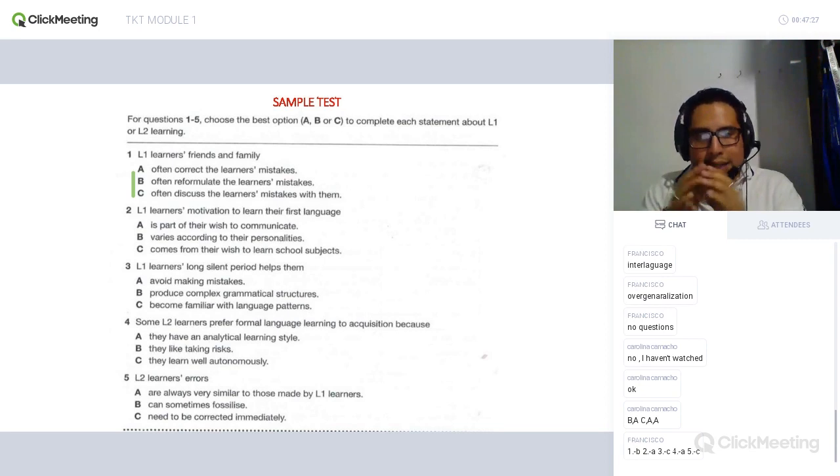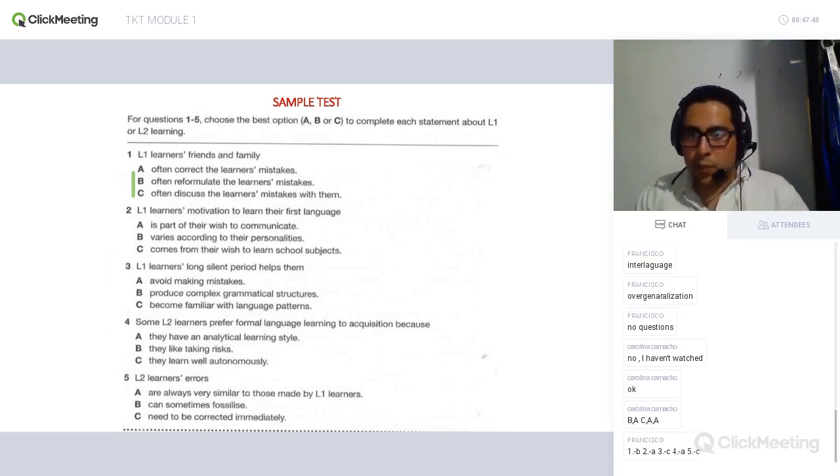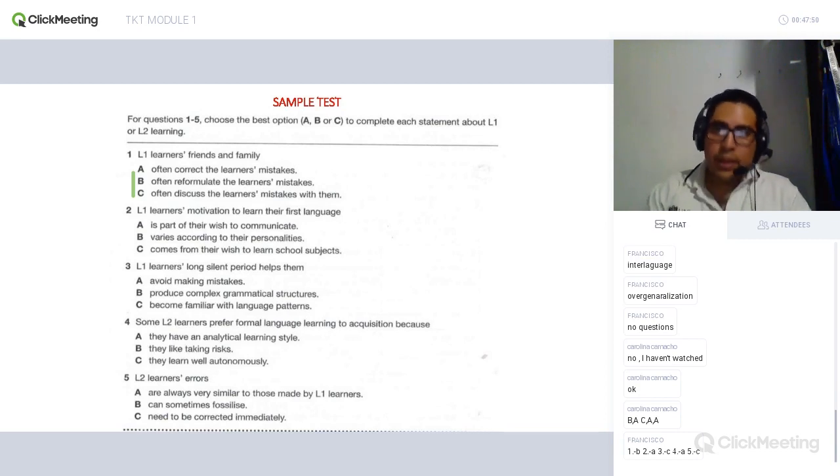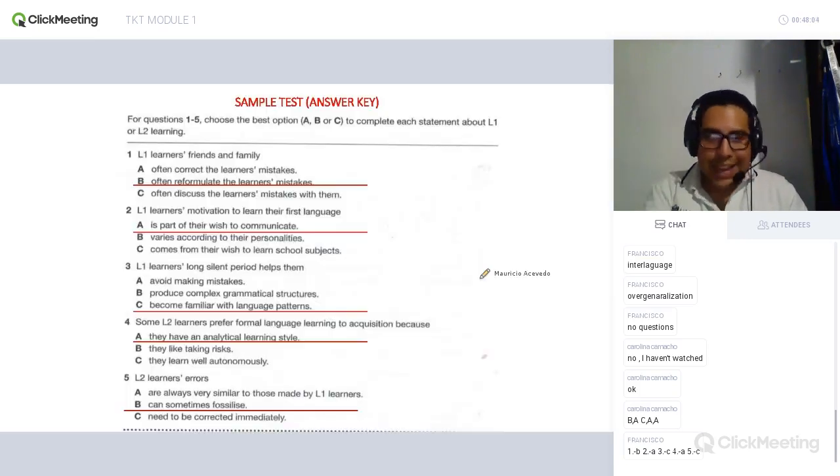Okay, but now let's analyze Francisco's answer. Need to be corrected immediately. Yes, they need to be corrected, but I don't know if you need to do it immediately. Maybe you need to correct it little by little and explain to the student, because some of them are very sensitive, because maybe they are in an important exposition and you cannot interrupt them. And later on, obviously, you will tell them their mistakes, but you don't make them correct at the same time. You know what I mean, Francisco? But this is my point of view, okay? I will go more for maybe B, but let's see the Cambridge answers.